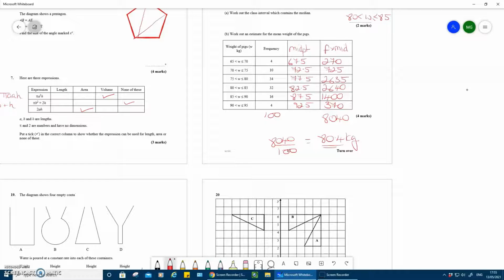It's called an estimate because we don't know the exact weights, we just know what group they're in, and also we're using the midpoints. Okay, so we've got between 65 and 95, 80.4 is between those, so it's a reasonable answer.